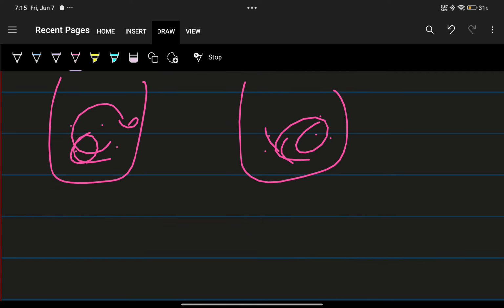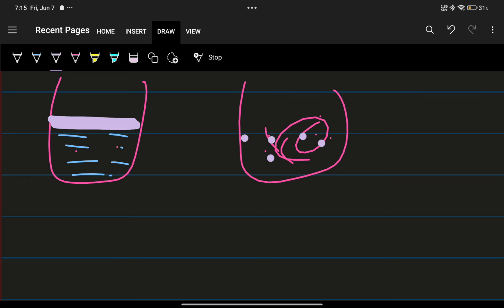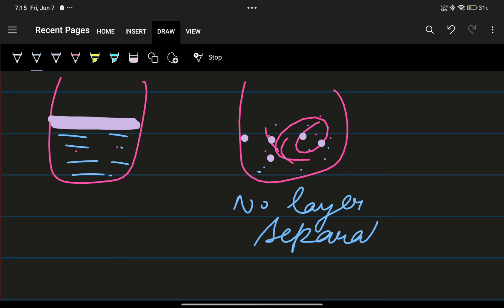After some time, when we read the next line, which says leave the test tube undisturbed for some time and observe, we'll observe that in this test tube we are able to see separate layers. Basically the layers of oil and water will separate out. But in this test tube the layers of oil and water will not separate out, so there is no layer separation here.